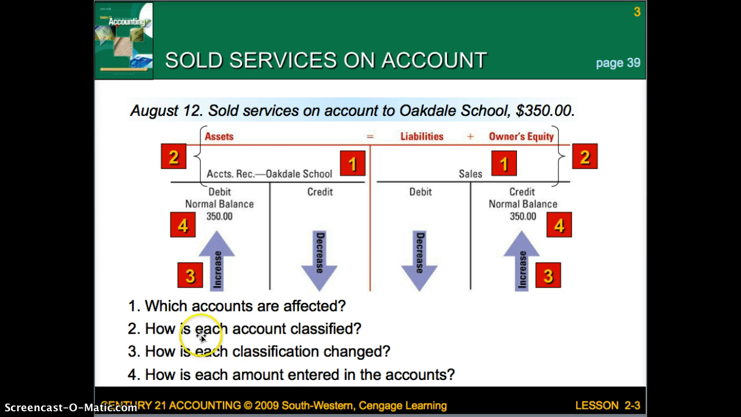The accounts receivable is an asset. We're waiting on that money, so that's something that we own. Sales again is an owner's equity account. How is each classification changed? Well, the amount they owe me is going up. They used to not owe me anything. Now they owe me $350, so that pile has gone up. Also, the worth of my business has gone up because I've done $350 worth of sales to my company. So I have an accounts receivable debit of $350 and a sales credit of $350.